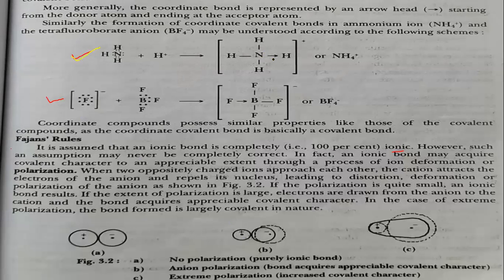Here is one more example of a dative bond, the NH4 molecule. Here the bond is shown by an arrow. Here again the fluorine gives the electron pair to the boron. This is shown by an arrow. But the whole molecule carries a charge, either positive or negative.